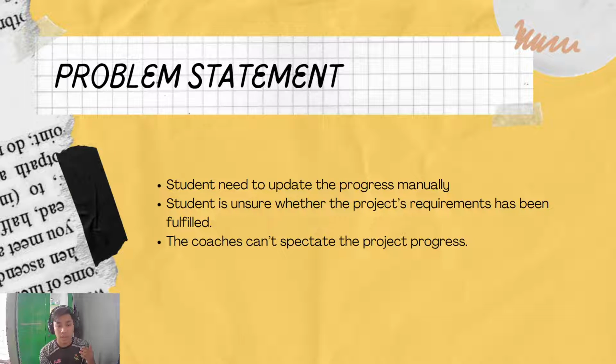use our FYPI, which is the manual system where students must go to the coach's room, students must submit by themselves, and the coaches must evaluate the project manually. This is the problem that we found, and to solve it, we came up with a solution called FYPI, which is an FYP system that can be done on a computer, on the internet.